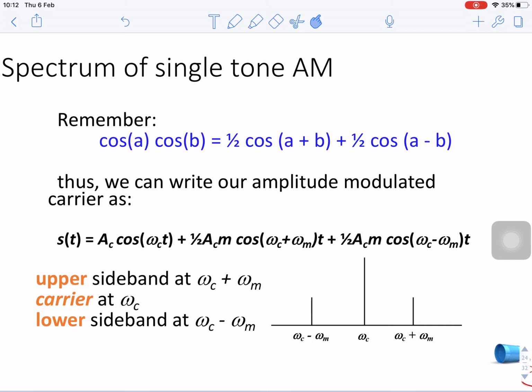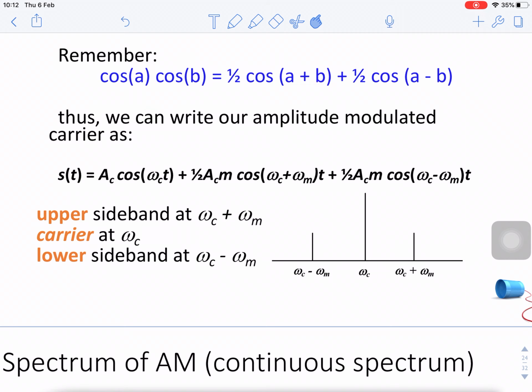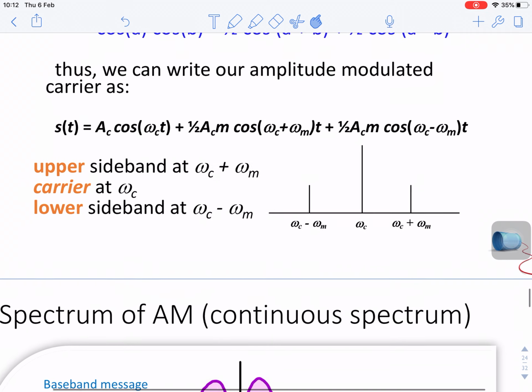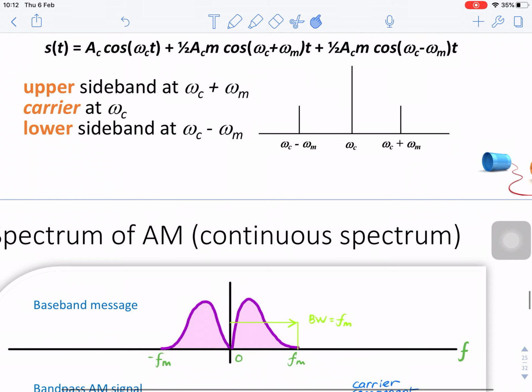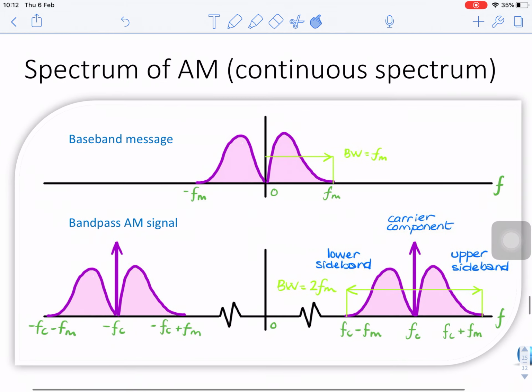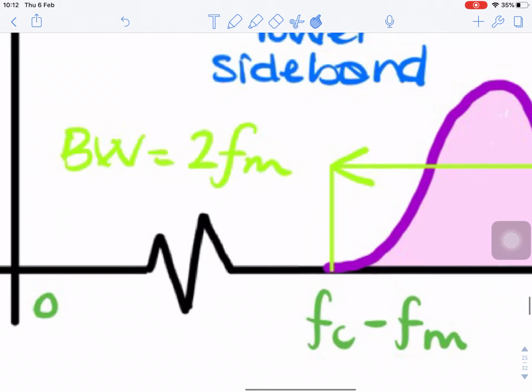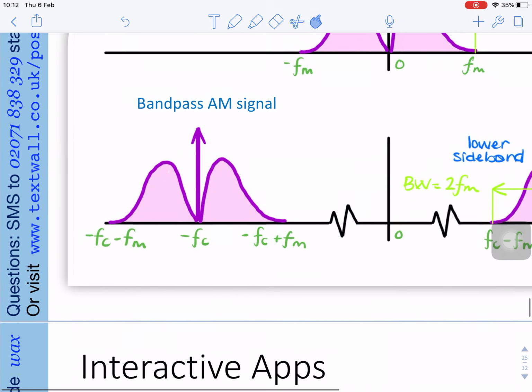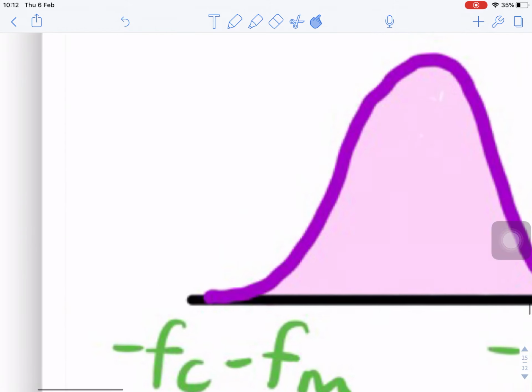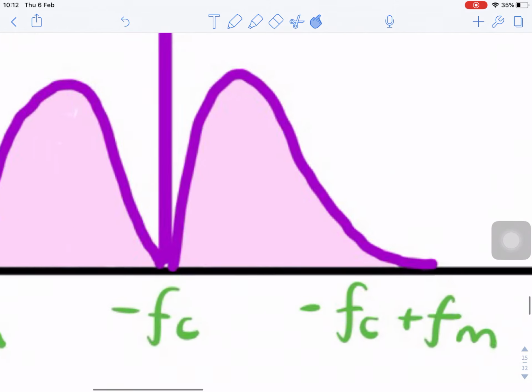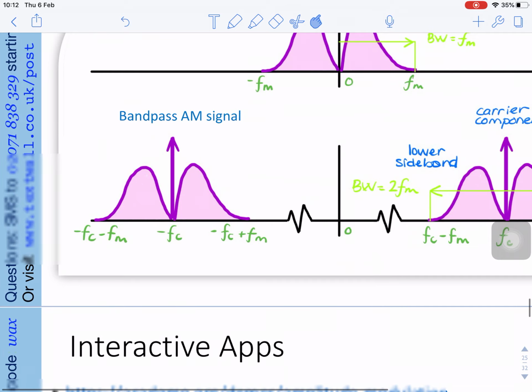So we have the upper sideband at omega c plus omega m, the carrier at omega c, and the lower sideband at omega c minus omega m. So in this case, this is the upper sideband, and this is the lower sideband. However, in this case, what if it's the negative part? This is the upper sideband, and this is the lower sideband.